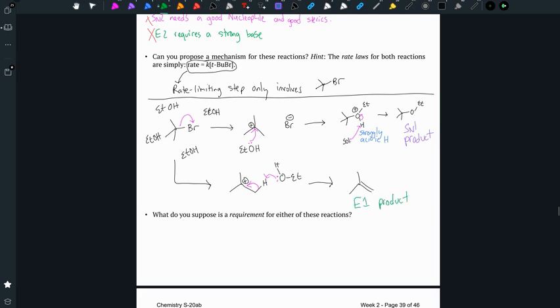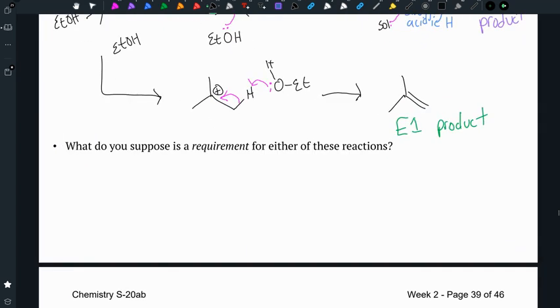So again, the 1 in SN1 and E1 comes from the fact that the rate limiting step of both of these reactions is that first step, the step that forms the carbocation. Once the carbocation forms, the second step is really fast. So the rate of this reaction is just really determined by one molecule alone, which is why it's SN1 or E1. So in order for either of these to occur, really what we need is a carbocation that is not too unstable.